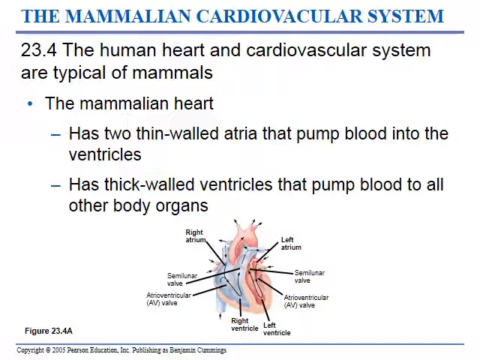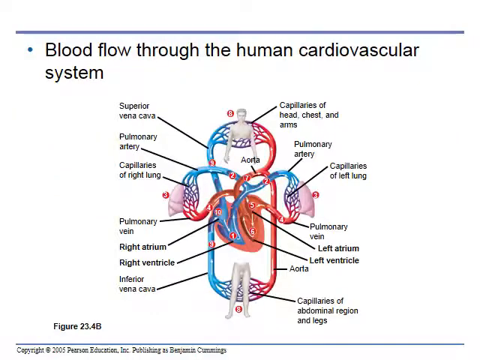All right, it has thin-walled atria that pump blood into the ventricles, and it has thick-walled ventricles that pump blood to the other body organs. So really, it's the ventricles that do the hard work here. The atria just do a little pump and get it into the ventricles. But when you feel that blood pressure, that big loud thump is the ventricle doing most of the work. All right, so let's see if we can follow the blood flow here.